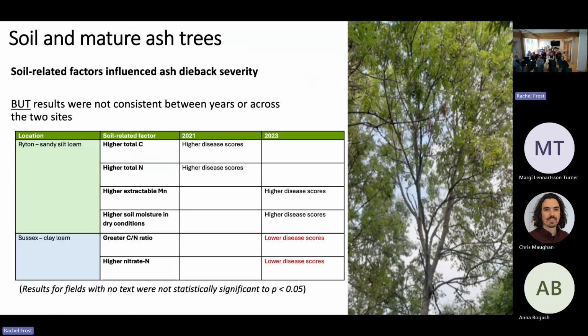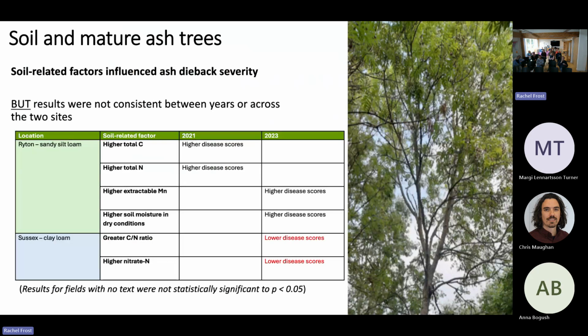But overall, I found that in the sandy silt at Brighton, higher total carbon and higher total nitrogen were associated with increased disease scores in the first year I assessed them, 2021, whereas higher extractable manganese and higher soil moisture and dry conditions were associated with higher ash dieback disease scores in 2023. Whereas in contrast, in the clay soil in Sussex, a higher carbon to nitrogen ratio and higher overall nitrates in the soil, there were lower disease scores.